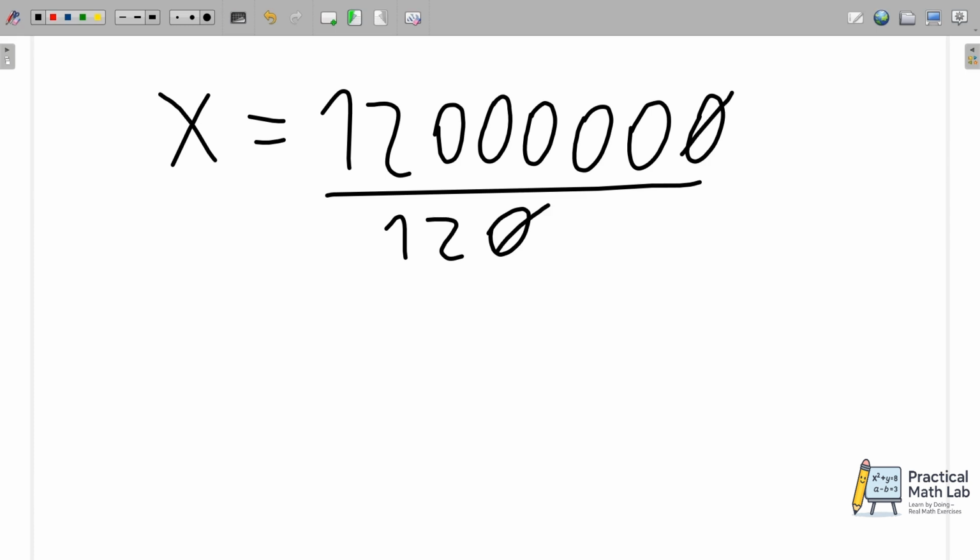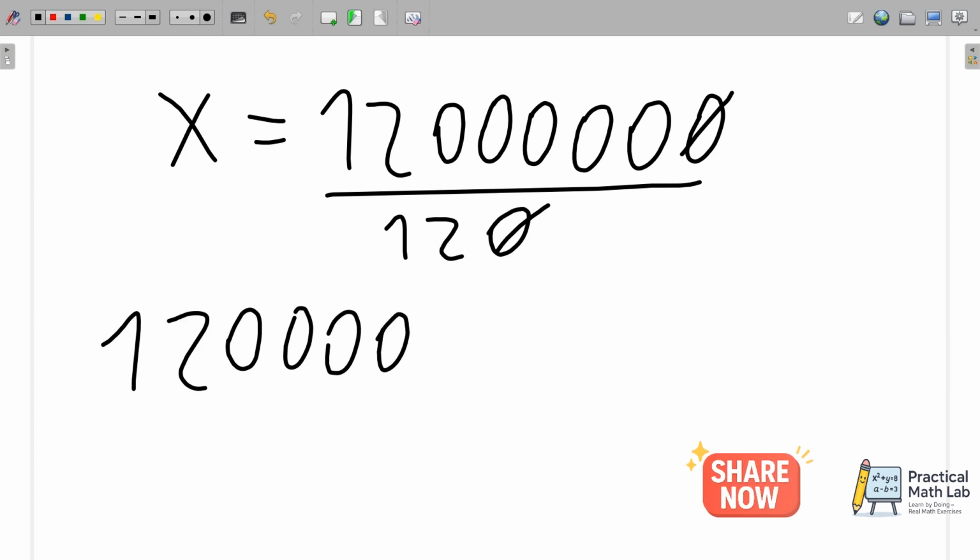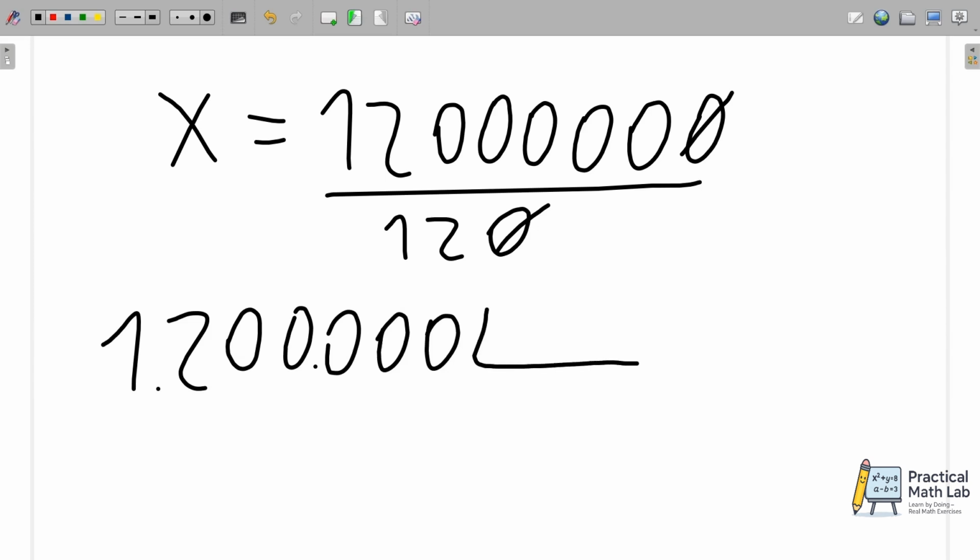So let's go ahead and do the math now. Actually, it's 1,200,000 divided by 12. Let's do it then. 1,200,000 divided by 12.